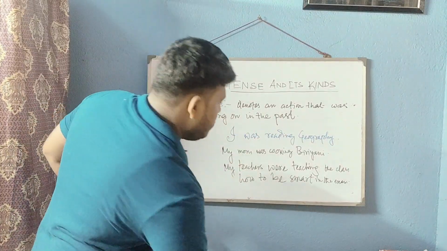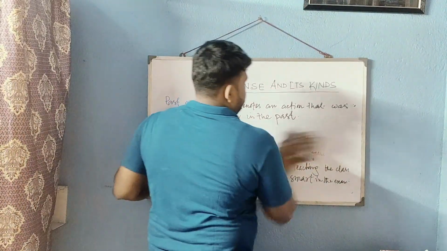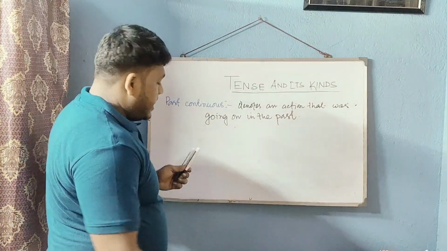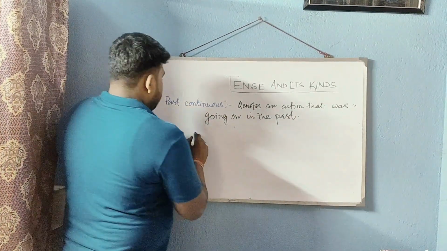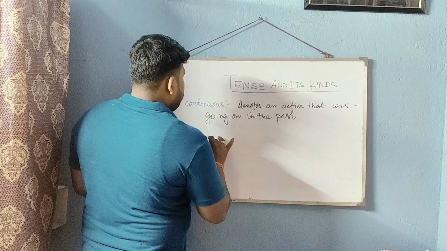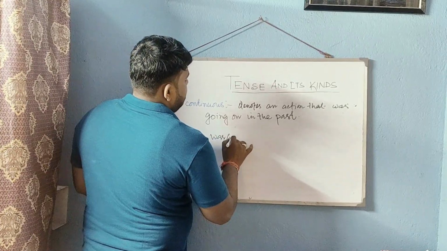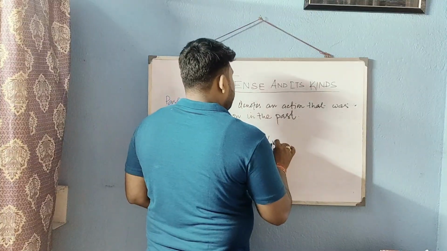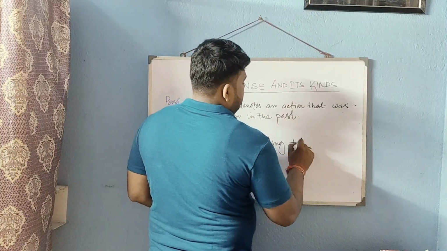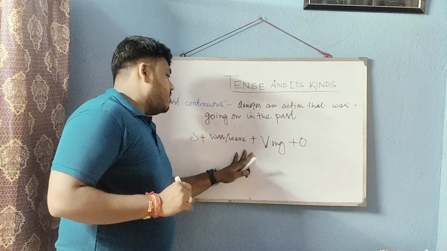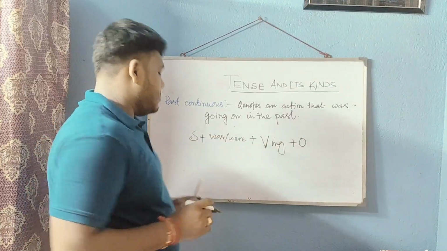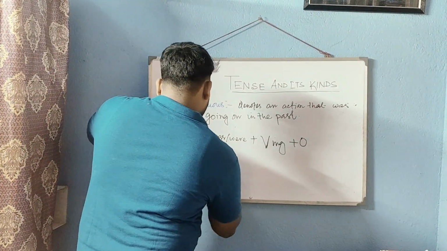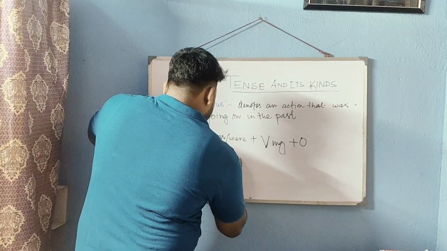We will know its rule. That is subject, be verb, was or were, and the ing form of the verb plus object. See, was or were, the ing form of the verb, and object. Like, I was, they were working.